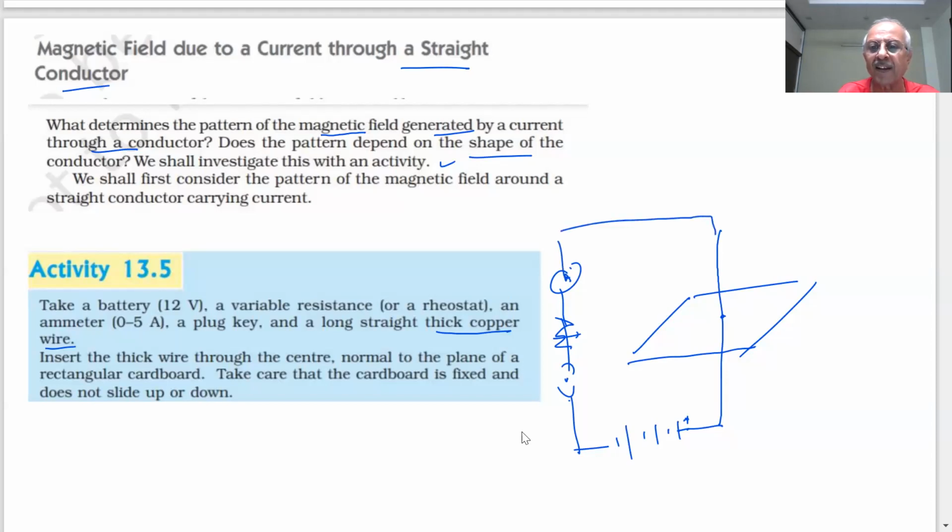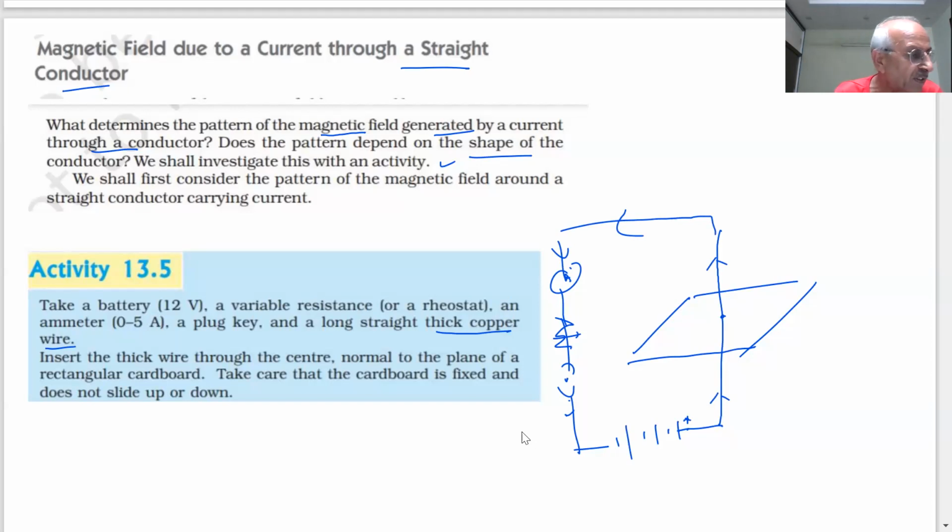What will happen? In this case, the current will flow in this direction. This is positive, current flows from positive to negative. This is the direction of the current in this case. So what pattern are we going to observe when we do such an experiment? Let us see the pattern, what we find.